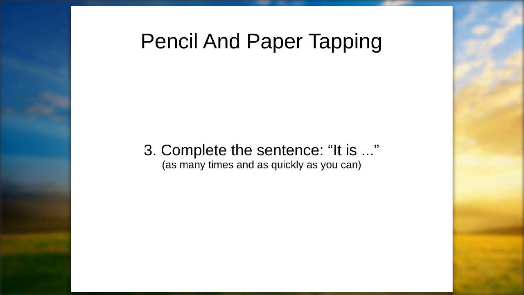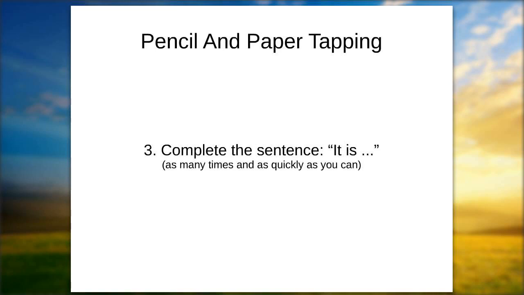Then you complete the sentence "it is", as many times and as quickly as you can. So it might be that, as I asked Masha, you could ask somebody else, "it is", just complete the sentence, "it is", write it down, "it is", write it down. So you need to go quite fast with this and to get as many items as you can before either the well runs dry or people repeat themselves.